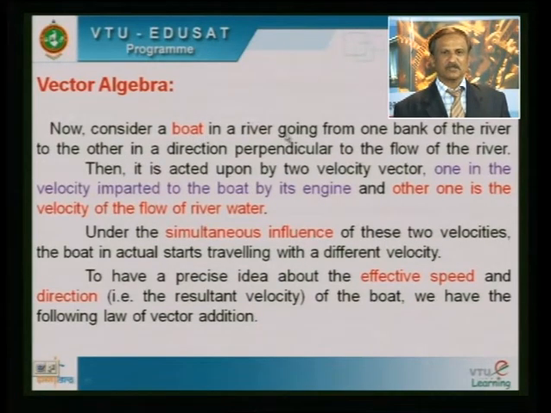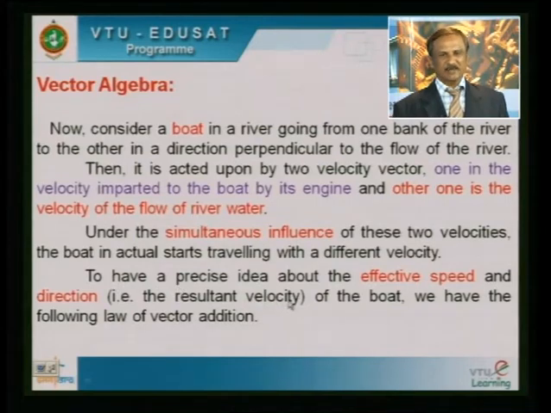Consider a boat in a river going from one bank to the other in a direction perpendicular to the flow of the river. Here the boat wants to move from one bank to another. It is acted upon by two velocities. One is the velocity imparted to the boat by its engine, and the other is the velocity of the flow of the river water. Under the simultaneous influence of these two velocities, the boat actually travels with a different velocity.